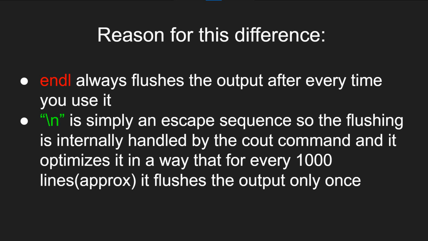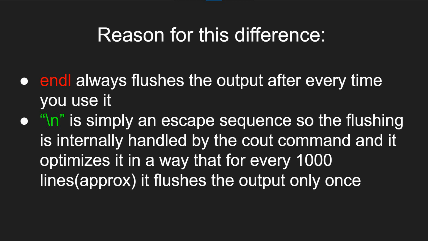Now for those of you who are looking for a reason as to why endl is so much slower than \n, here is why. When you want to move to the next line and you use the endl command to do that, endl by default flushes your current line onto the output file. And this flushing operation is very heavy. In the case of \n, it is basically an escape sequence. It has nothing to do with the flushing part.